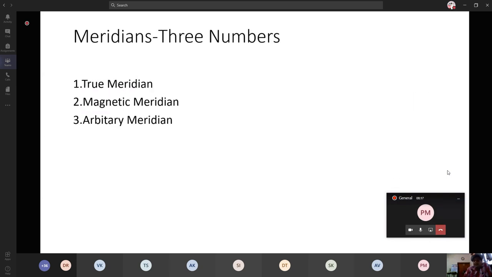There are three types of meridian. One is a true meridian, a magnetic meridian, and an arbitrary meridian. So what is a true meridian? The line connecting true north and south.